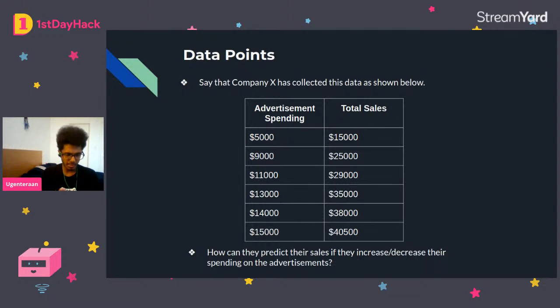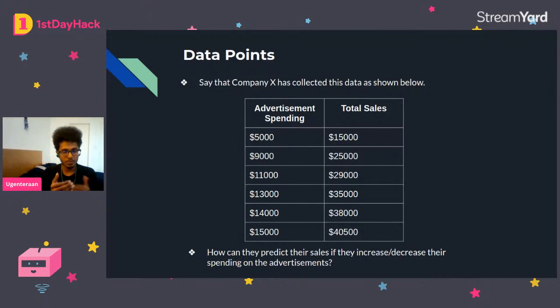So they notice that as they increase their budget for the advertisement, their sales also increase. Well, that makes sense, right? Because when you spend a lot of money on the advertisement, more people will be seeing your product, and therefore more people will buy your product. But company X wants to predict what will happen to their sales when they change their spending on the advertisement, whether they increase or decrease, right?